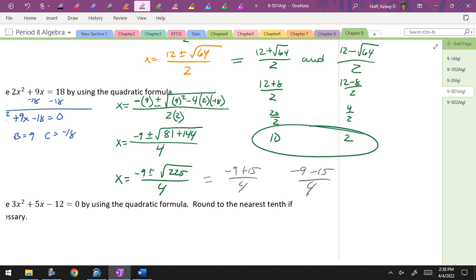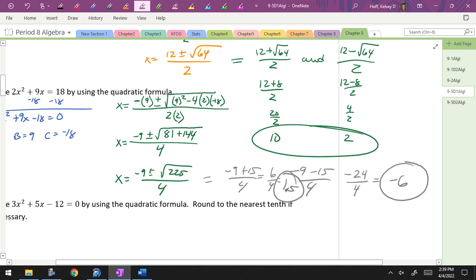What do you end up as an answer? Six over 4 would be 3 over 2, which would be 1.5. And negative 6, right? So here's an example.